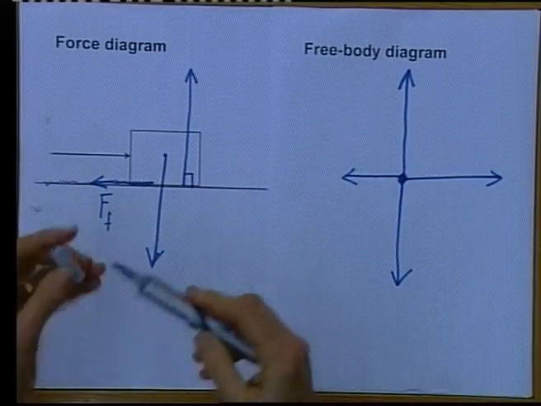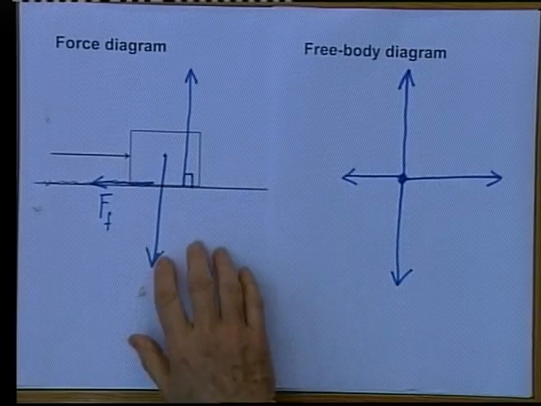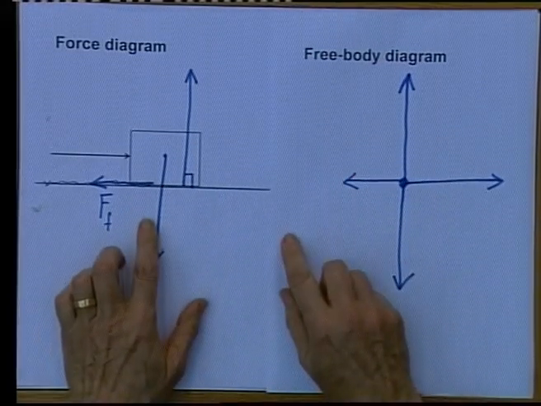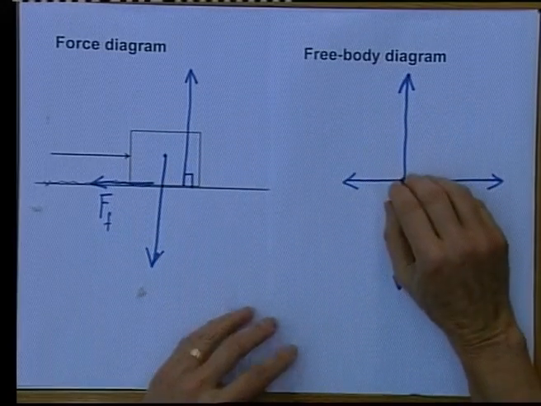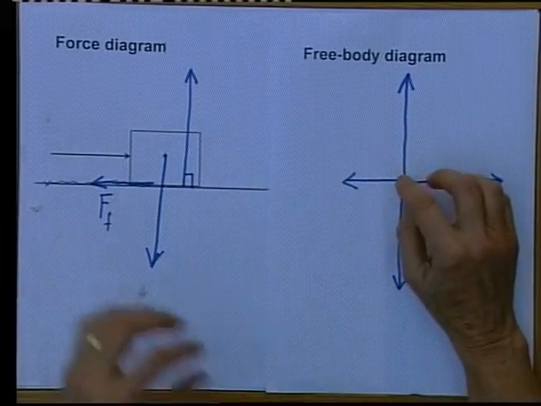So you see, you still have exactly the same four forces as before, but with the only difference, you've got only a dot and all four of them start at exactly the same spot.